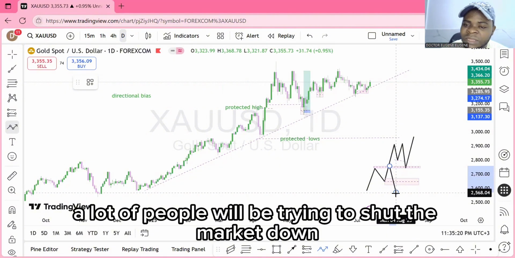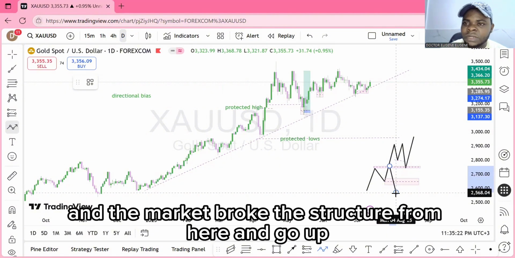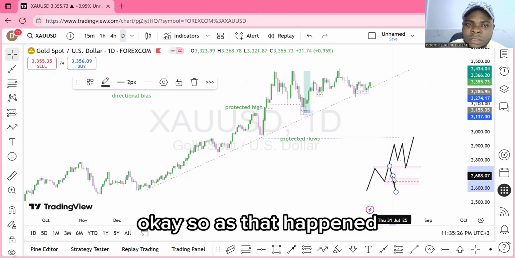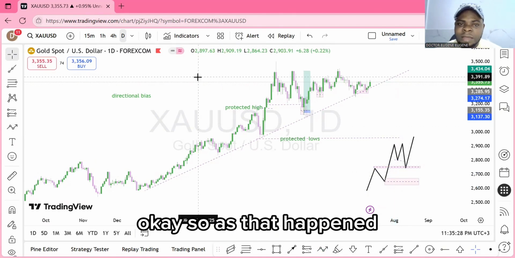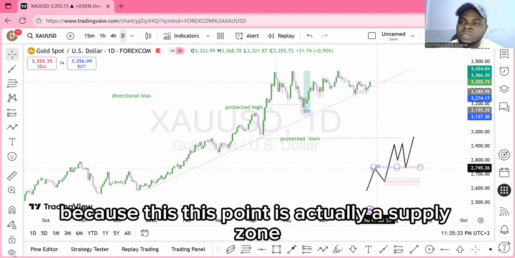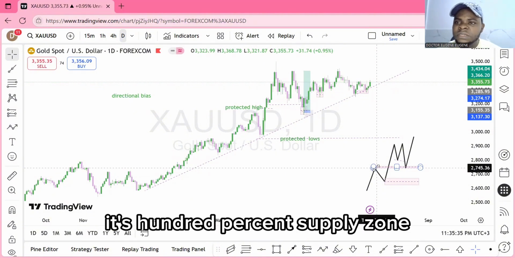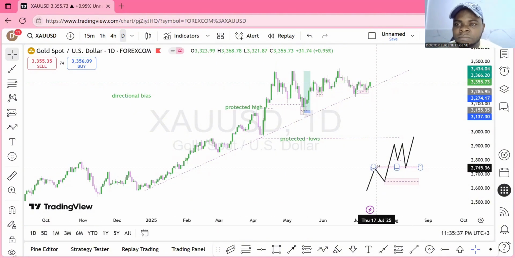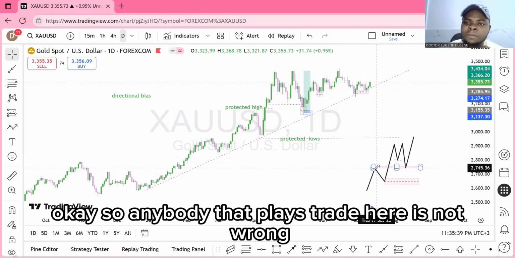A lot of people will be trying to shut the market down, and the market broke the structure from here and go up. As that happened, a lot of people have already lost money here because this point is actually a supply zone. It's 100% a supply zone. Anybody that plays a trade here is not wrong.